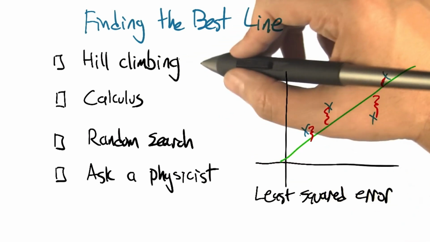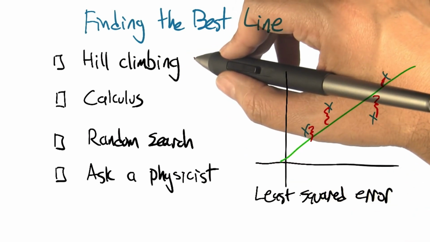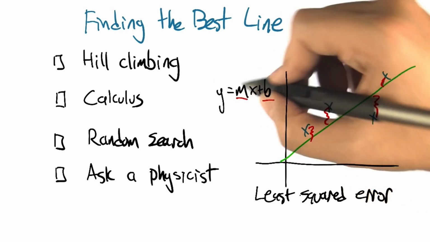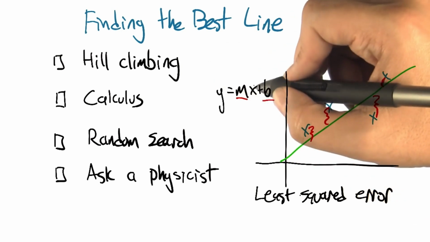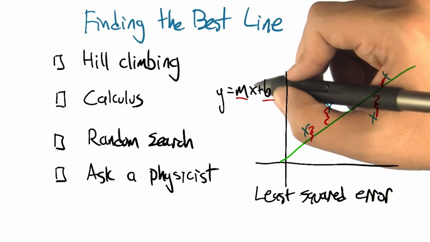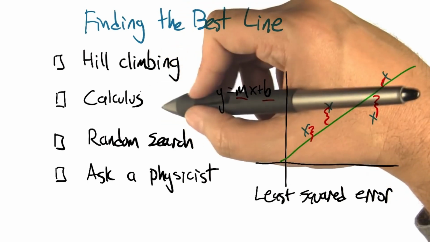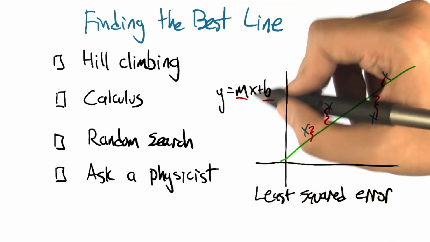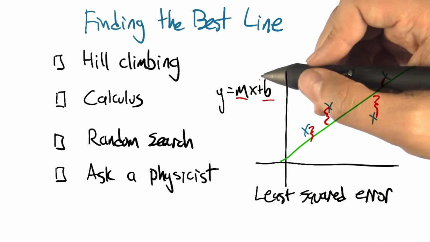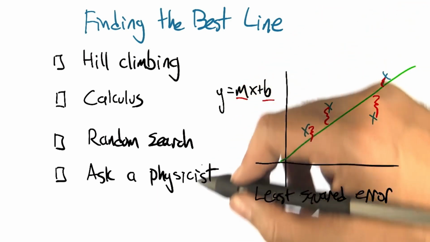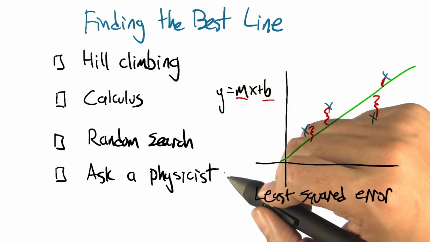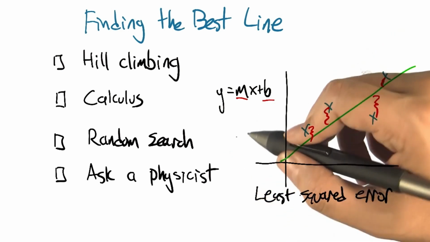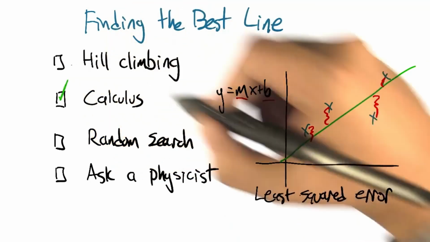So, is this something that we would want to solve by hill climbing, which is to say we pick the slope and the intercept of the line, and we try different values until it gets better and better, and then we can't get any better and we stop? Can we do this using calculus? Can we use random search? We just pick a random m, pick a random b, and see if we're happy with it? Or is this the sort of thing where we probably just want to go and ask a physicist because it involves continuous quantities and we're discrete people? And that's the correct answer.